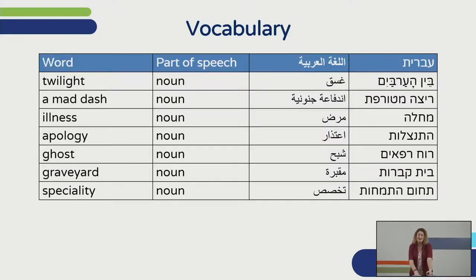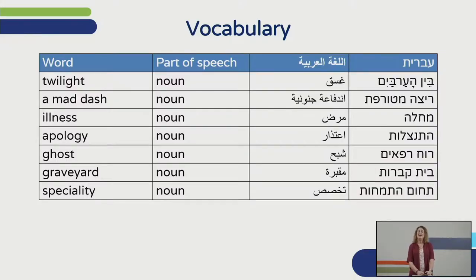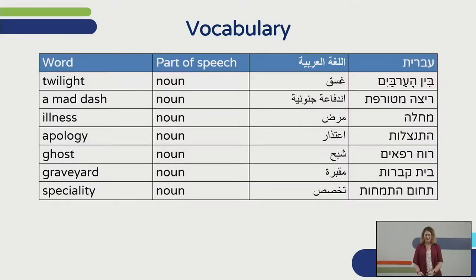And now some vocabulary for the last part of our story. Twilight is at the very end of the day, just when it starts getting dark. A mad dash is to run very quickly. An illness we talk about is to get sick. An apology is to say, I'm sorry. And a ghost, ooh, maybe they saw a ghost. And a graveyard is a place where they bury dead people. And a speciality is something that you could be very, very good at doing. But if we were to look at these words, what do you think is going to happen?